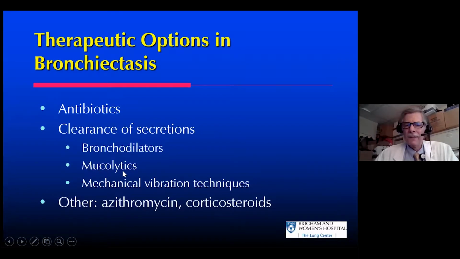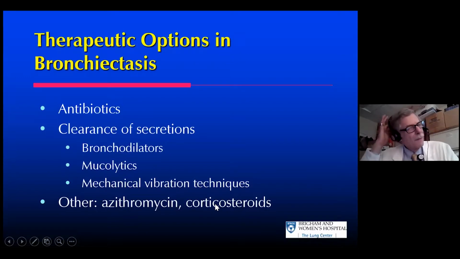And then these various vibration techniques, the flutter valve or the vest or whatever, just to help loosen the secretions and promote their clearance. Loosen in the sense of knock them off the walls of the bronchi so that they are more easily expectorated with a cough. And then for some patients, we'll look at the chronic suppressive anti-inflammatory effects of azithromycin. I think corticosteroids are controversial, they help suppress inflammation, but help impair defense against bacteria.